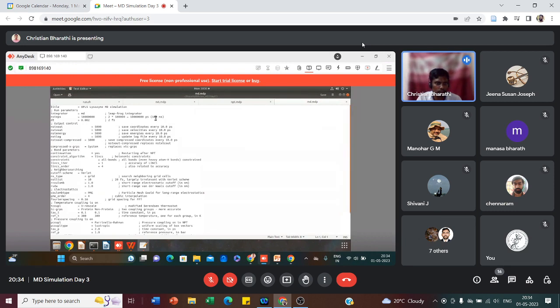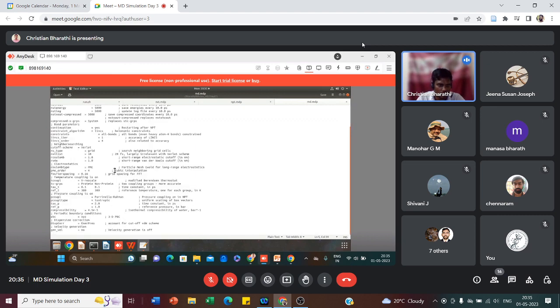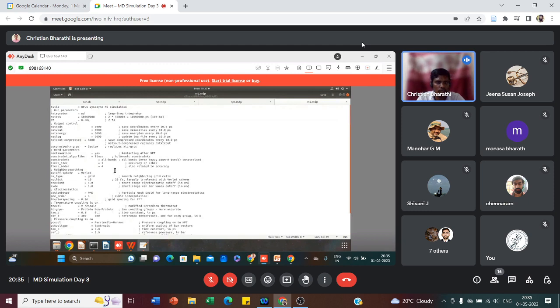100 nanosecond is 100 into 1000 picoseconds, and multiply that with 500, and you will get these many steps for 100 nanosecond. Okay, so that I mentioned here, and all other things are the same. So we need not change anything here.